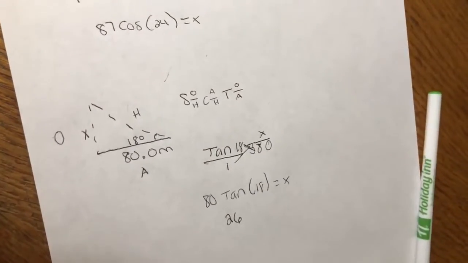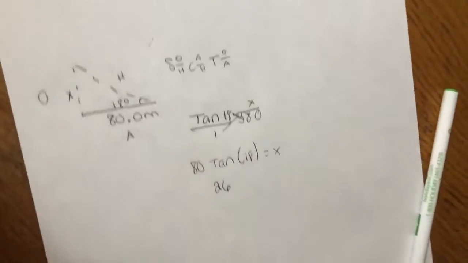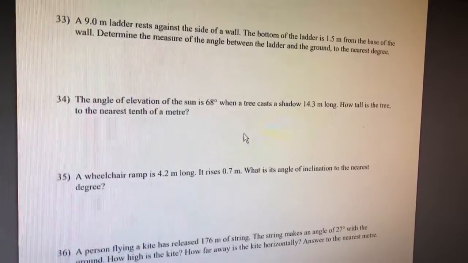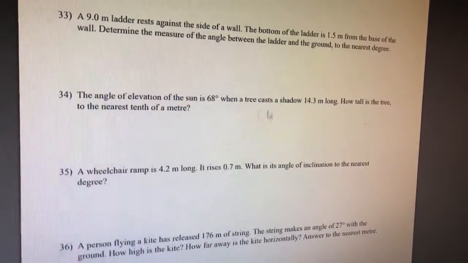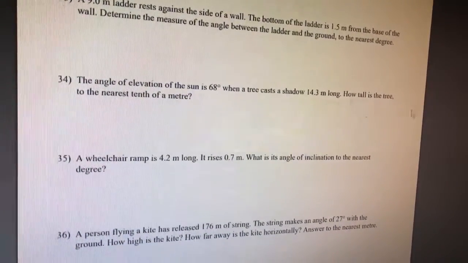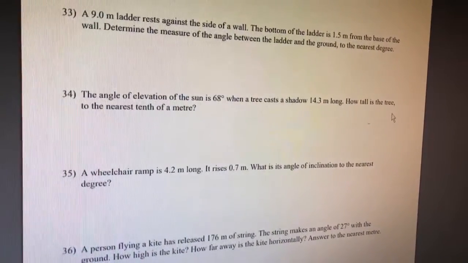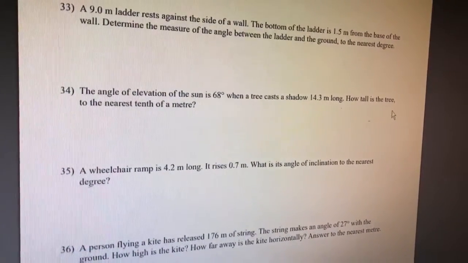Now you try. I'm going to show you this example, 34. The angle of elevation of the sun is 68 degrees. When a tree casts a shadow 14.3 meters long, how tall is the tree to the nearest tenth of a meter? Pause the video to solve.